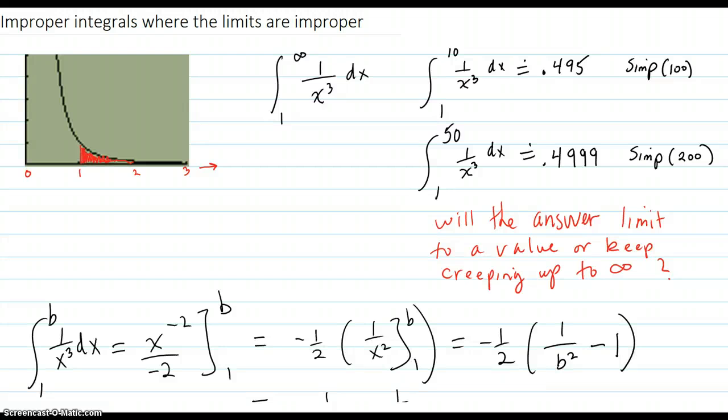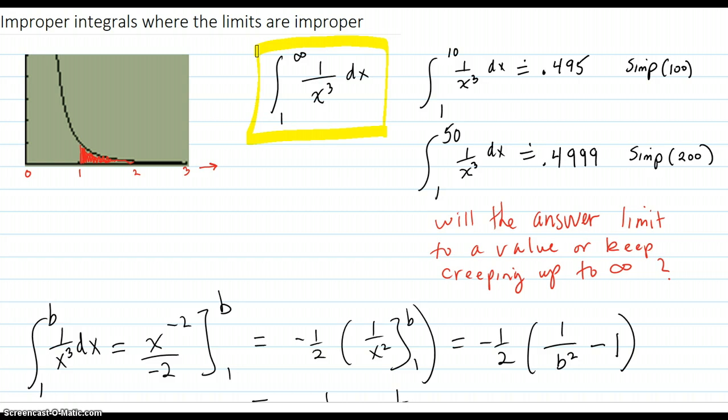Here are some examples of improper integrals. It can be improper because one of the integral limits is infinity or minus infinity, or it can be improper because the limits make the function undefined. So let's see what type this is. We have here 1 to infinity.